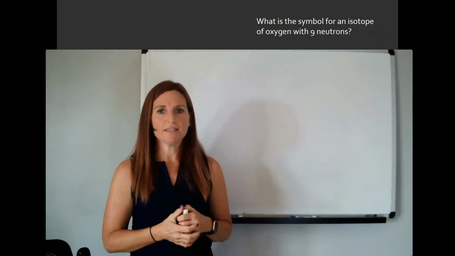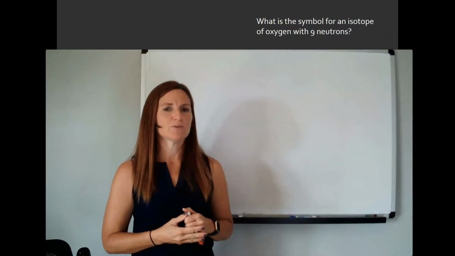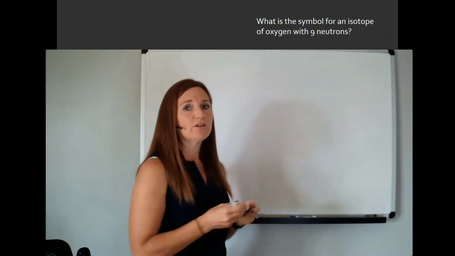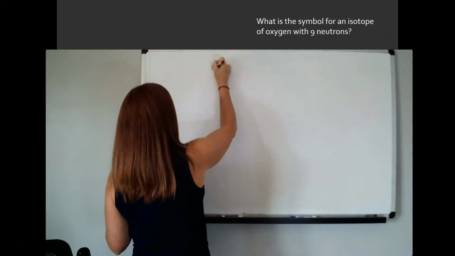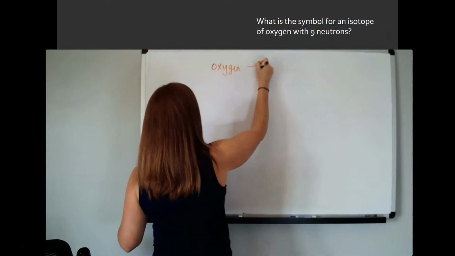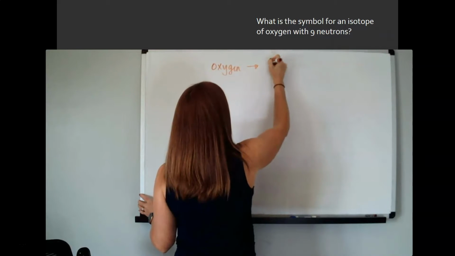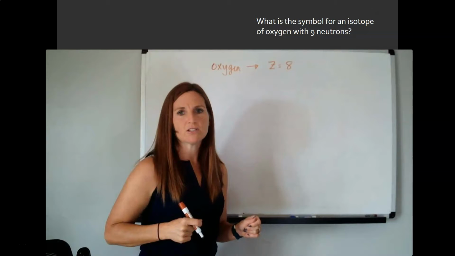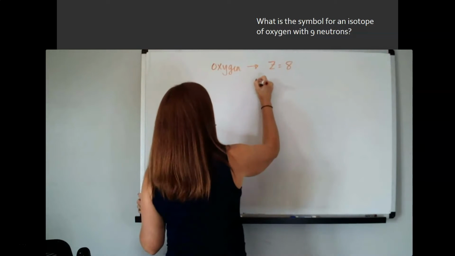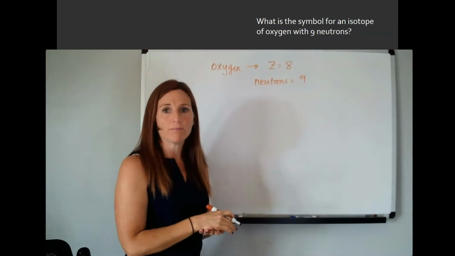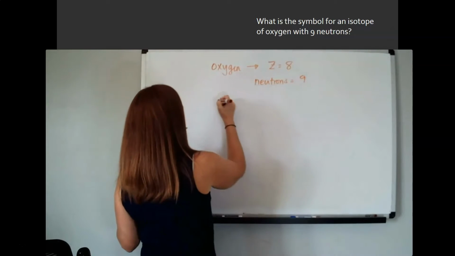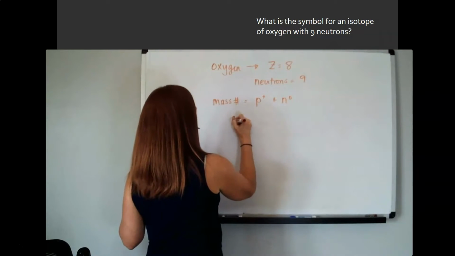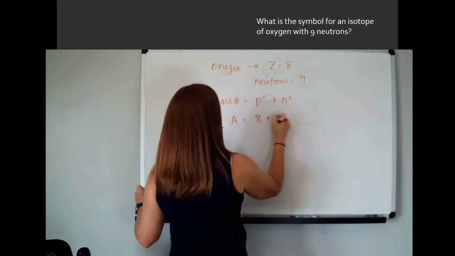So go ahead and try this one on your own. This one adds a little bit of extra because it's asking you for the symbol, but see if you can get it done correctly. If we look at an isotope of oxygen, this is relying on us to look up on the periodic table and see that its atomic number is 8. We would look up oxygen, look at that number above it, atomic number is 8. We know that neutrons equals 9, so this is like the problem that we solved before. So mass number, protons plus neutrons, or A equals 8 plus 9, or A equals 17.